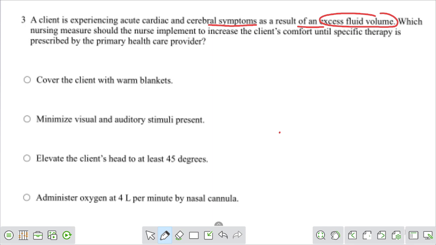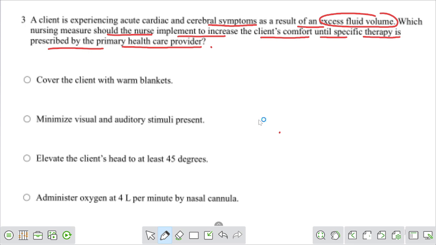volume. Which nursing measures should the nurse implement to increase the client's comfort until the specific therapy is prescribed by the primary health care provider? Actually, here the examiner does not ask the signs and symptoms of excess fluid volume in your body. The examiner asks what you do when there is excess fluid volume in a patient's body till the primary healthcare provider prescribes a specific type of therapy to deal with the excess fluid volume.